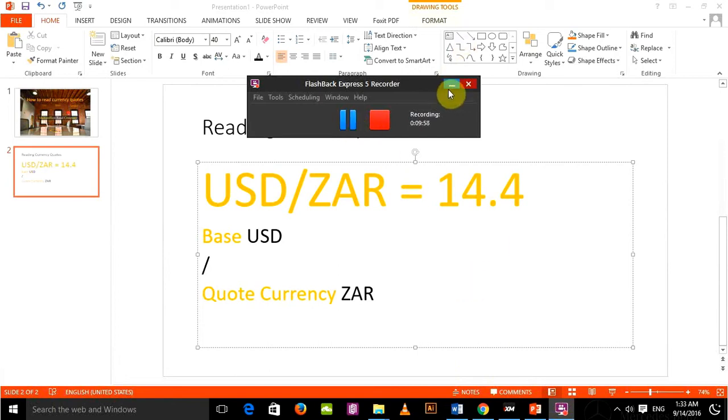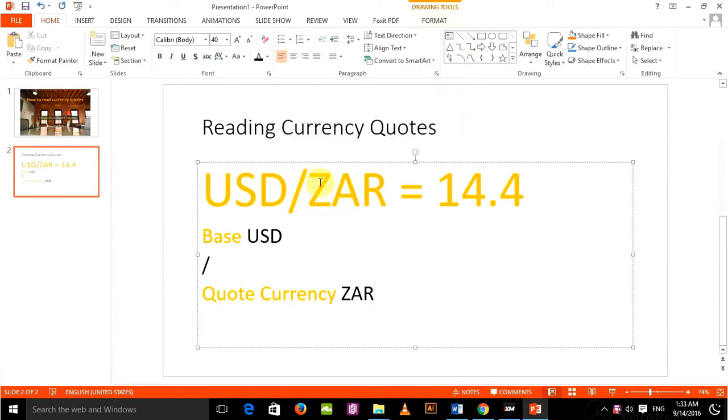So I have before me the USD slash ZAR, and the rate of exchange that's been given by the markets and the news is 14 rands 40 cents. So what does this mean? How do we interpret this currency pair for forex purposes? The first one is the US dollar. That is your base currency, so that comes before the slash.